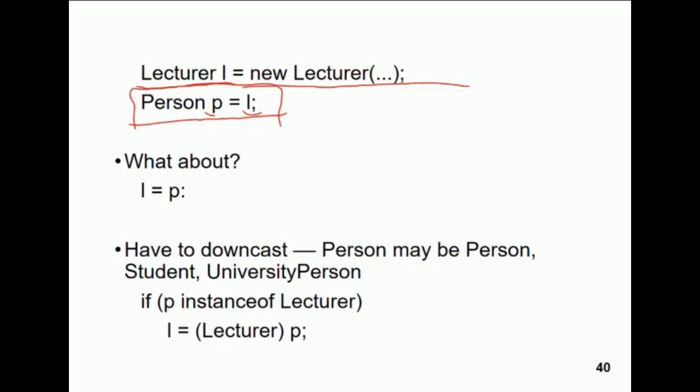But you can't do this the other way directly unless you know what exists in P, because P could be a university person, it could be a lecturer, it could be a student. We don't know what's in there. So you need to check first. So you say if P is an instance of lecturer, and only then L is equal to P casted down to lecturer. So always do this check if you want to cast.